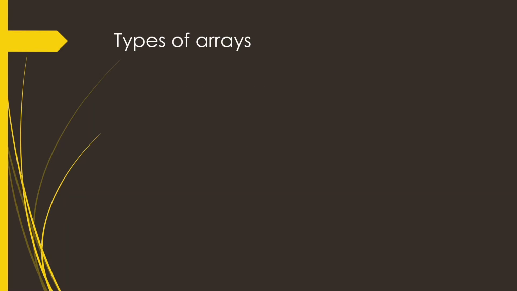Now, types of array. There are two types of array, namely single dimensional array and multidimensional array. Multidimensional array is simply an array of arrays.